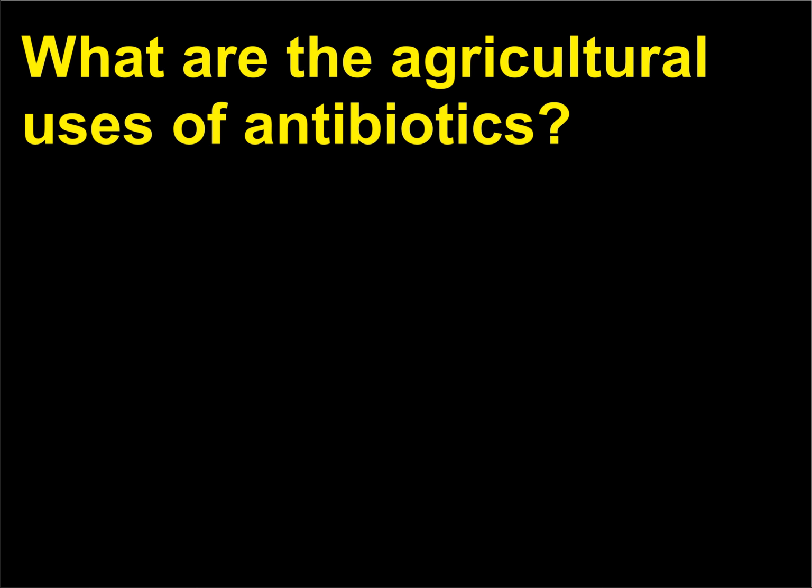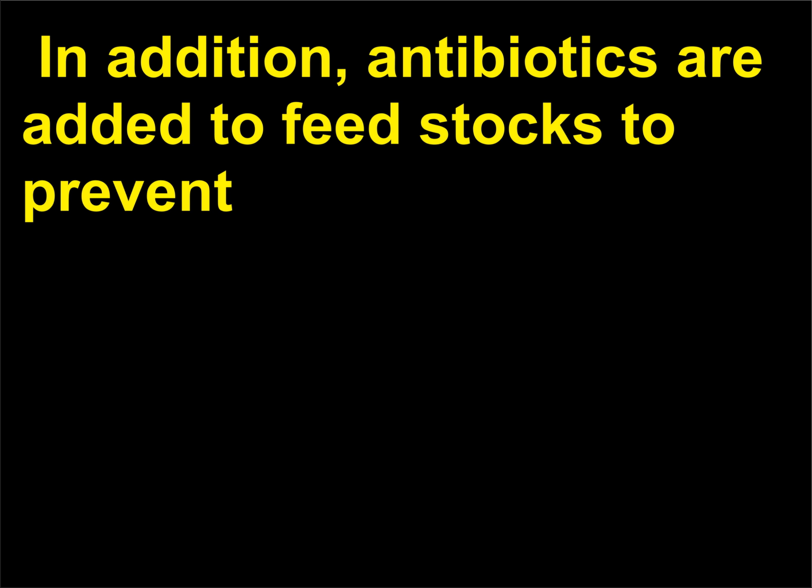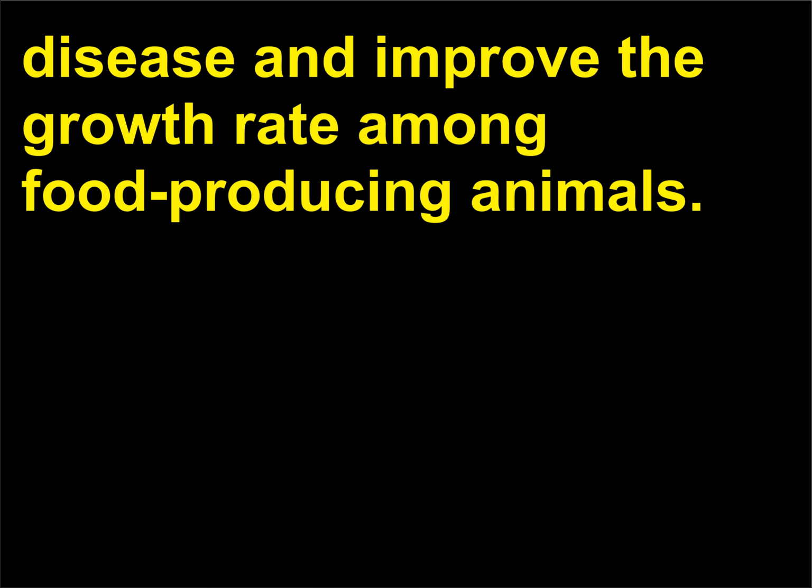What are the agricultural uses of antibiotics? Antibiotics are sprayed onto fruit trees and other food-bearing plants to control disease. In addition, antibiotics are added to feedstocks to prevent disease and improve the growth rate among food-producing animals.